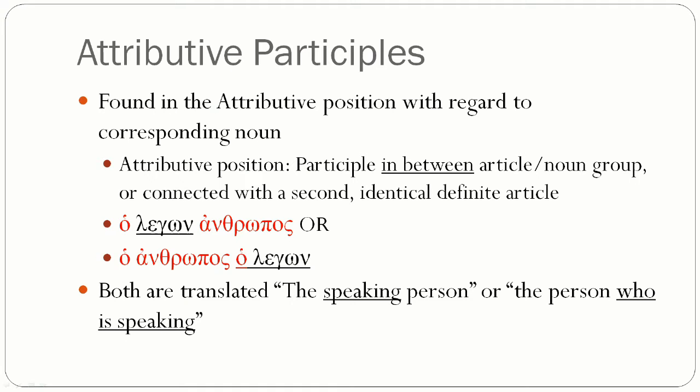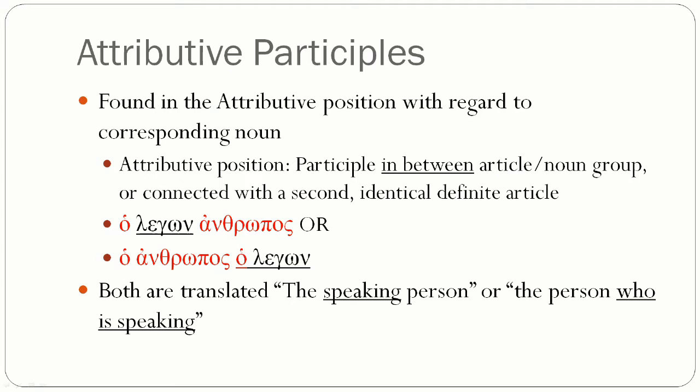So the first use of the participle is called the attributive participle. It is found in the attributive position in reference to its corresponding noun. When I say corresponding noun, I mean that the participle, the noun, and the definite article will all be in the same case, gender, and number. If one of those is different, case, gender, or number, then these elements are not related to each other, and you do not have an attributive participle.